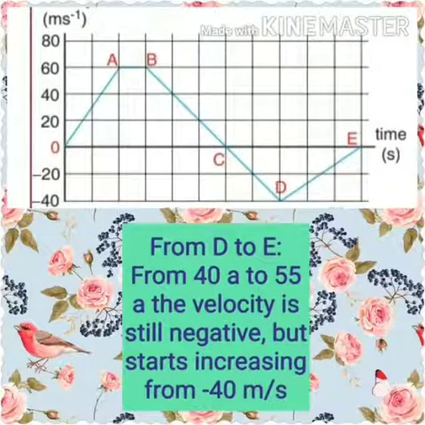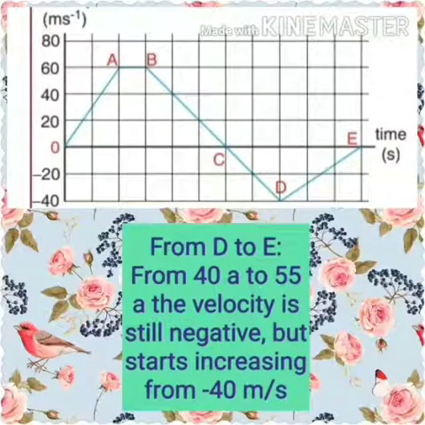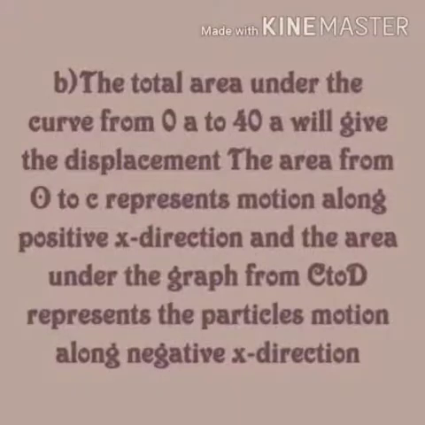At t is equal to 55 seconds, the velocity of the particle is 0 and the particle comes to rest. Second one, find the distance and displacement traveled from 0 seconds to 40 seconds. The total area under the curve from 0 seconds to 40 seconds will give the displacement. Here the area from O to C represents motion along the positive x direction, and the area under the graph from C to D represents the particle motion along the negative x direction.